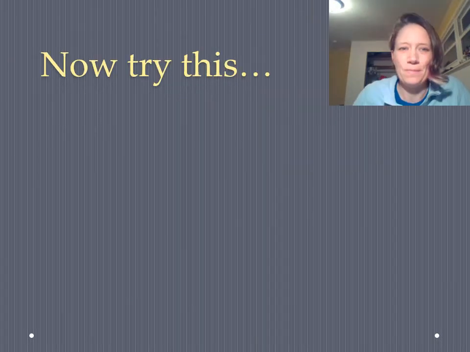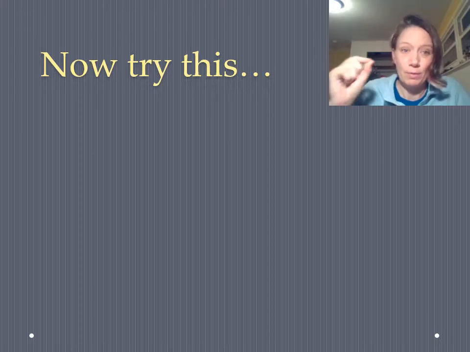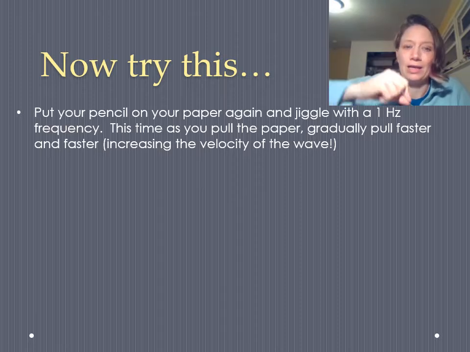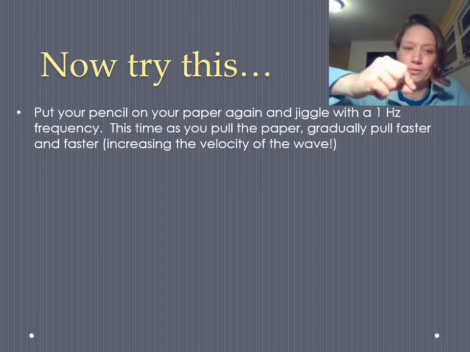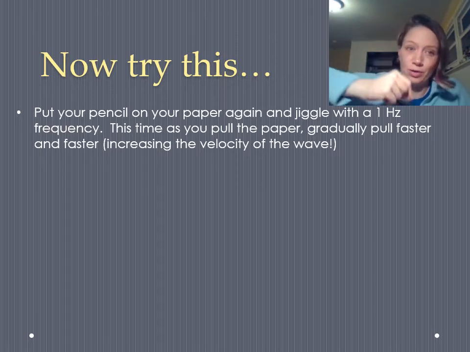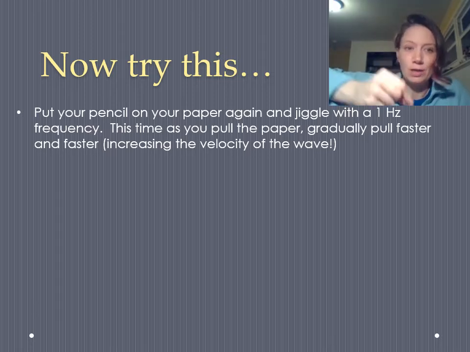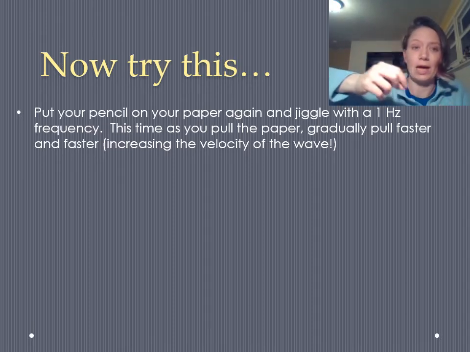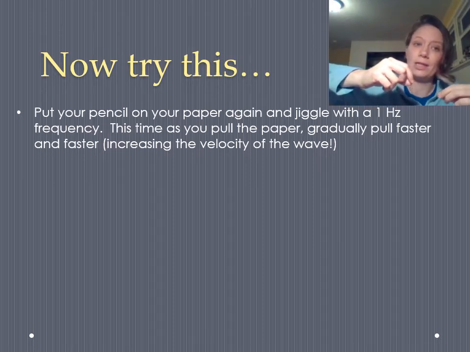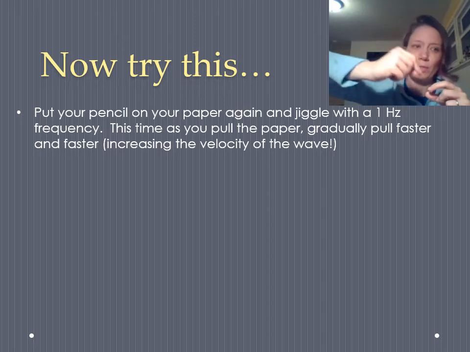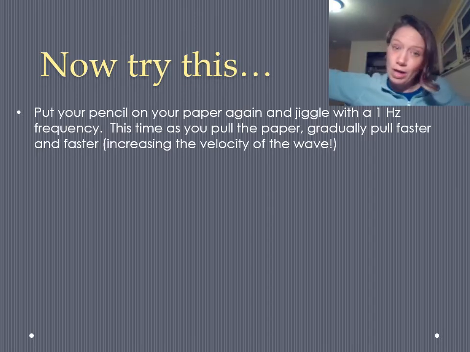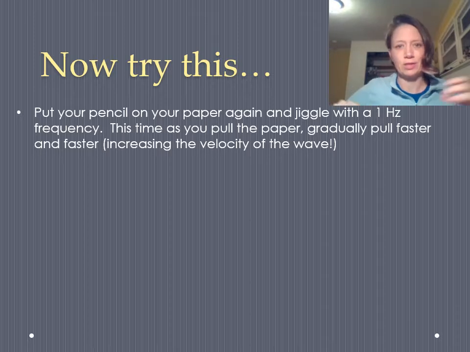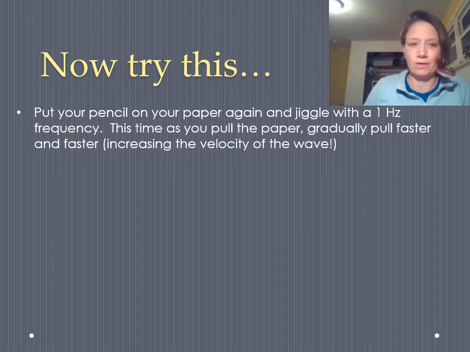Okay, I have a second little activity for you to do to figure out the second wave relationship. Grab your pencil again on your paper and just jiggle with a constant 1 Hertz frequency. And you're going to keep on doing the same frequency. Try not to speed up or slow down because we're not changing the frequency this time. This time what we're going to be changing is the velocity. So we'll represent that by pulling the paper slowly and then speeding up. So you're drawing on your paper and you pull slowly and then gradually pull faster and faster and faster until you're pulling fast at the very end of the page.